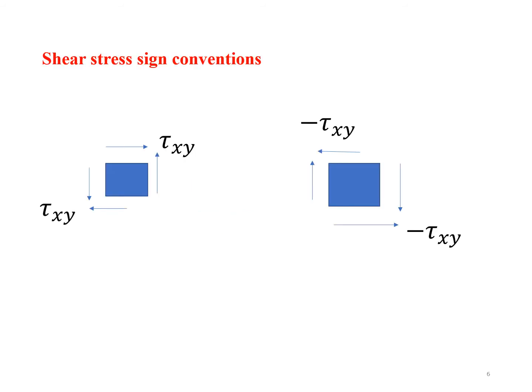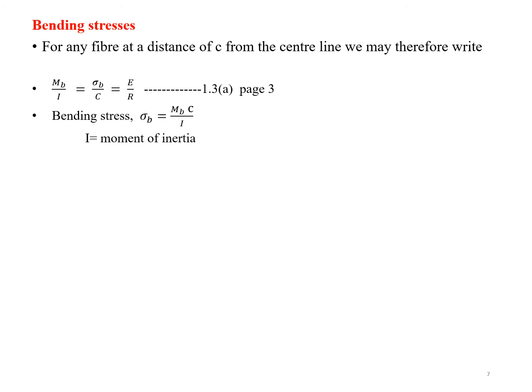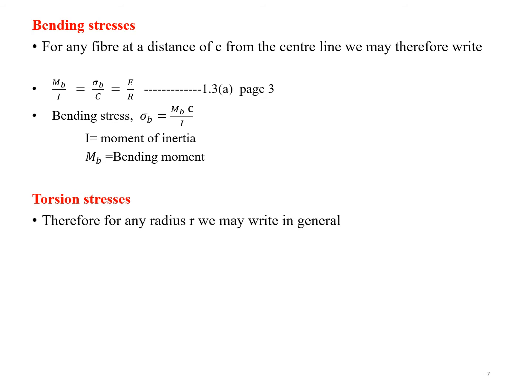Coming to the shear stress conventions, we have a tau xy in the clockwise direction, and the negative is in the anti-clockwise direction as shown in the sketch. Coming to the bending stress, we have the equation Mb by I is equal to sigma b by c is equal to E by R, where bending stress is given by sigma b. We can rewrite that equation as Mb by I, where I is the moment of inertia and Mb is the bending moment.